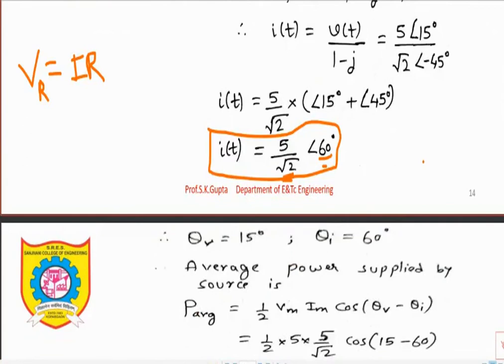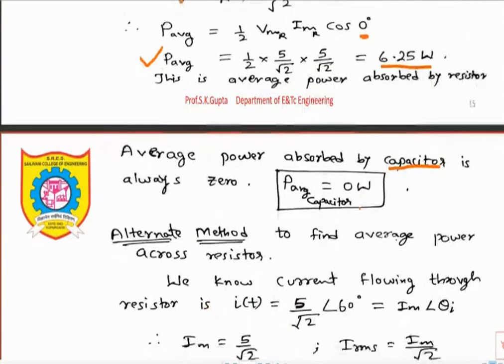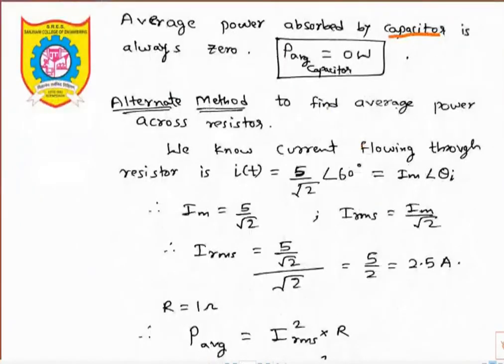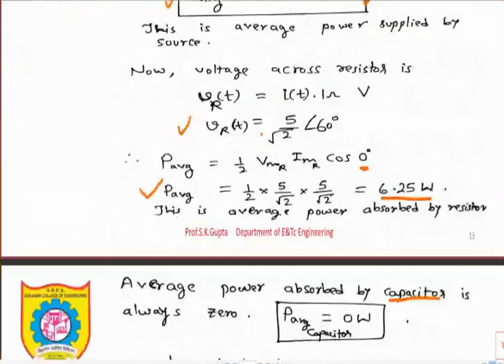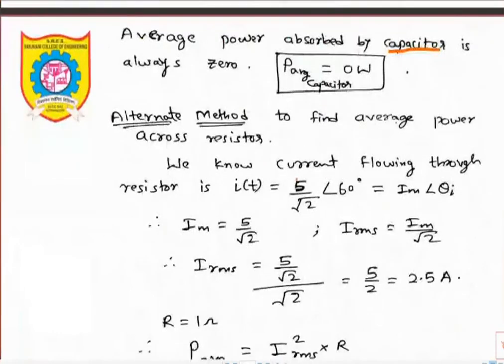So the average power absorbed by the capacitor is 0 watt. Okay. An alternate method to find the average power across the resistor is one more method, which we will see. We know the current equation is 5 by root 2 angle 60 degree, that is Im angle theta I. So Im is 5 by root 2 and theta I is 60 degree.